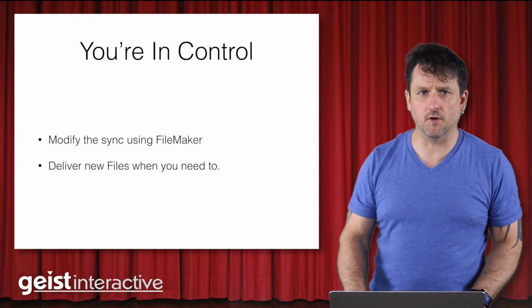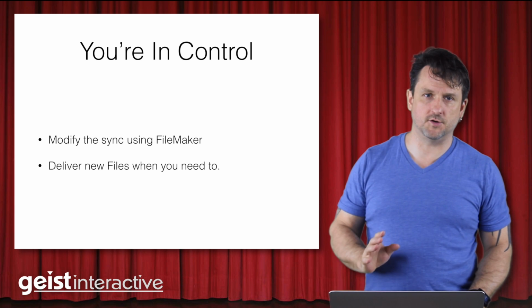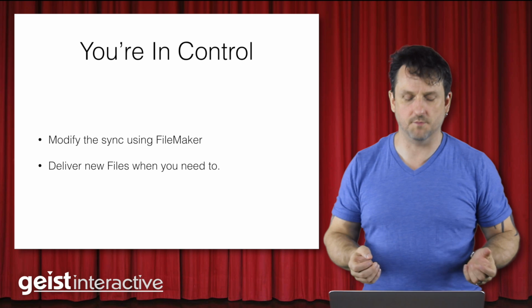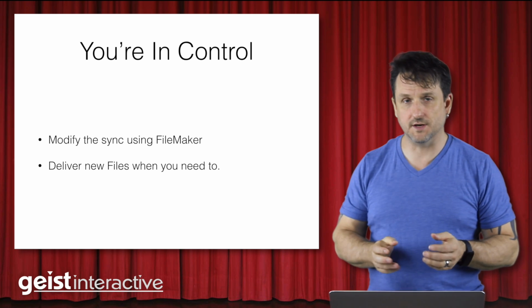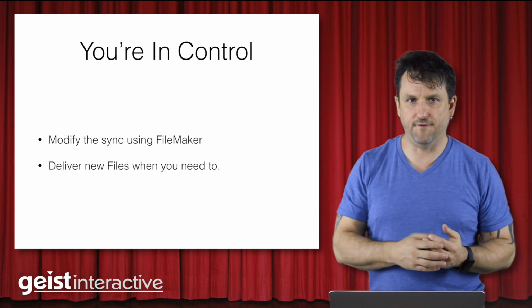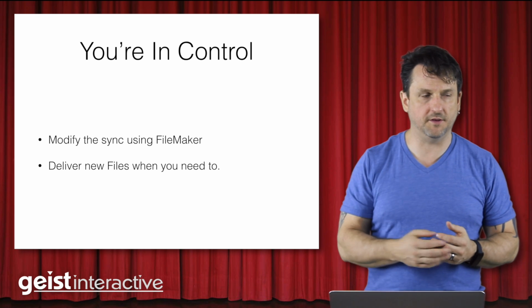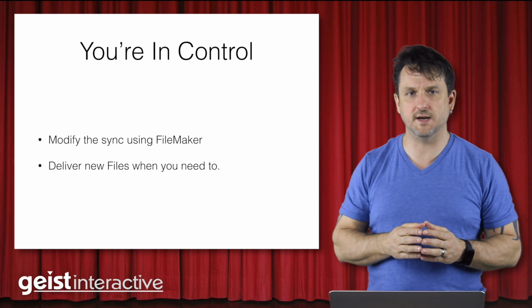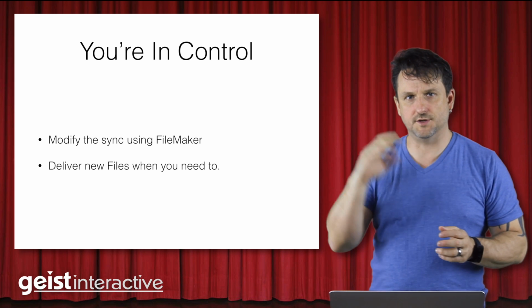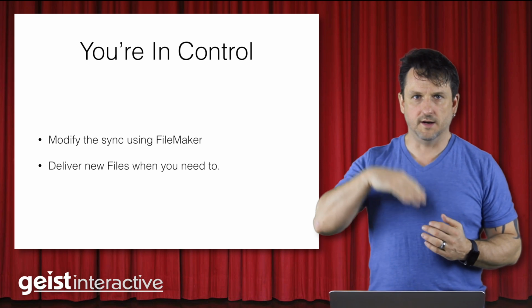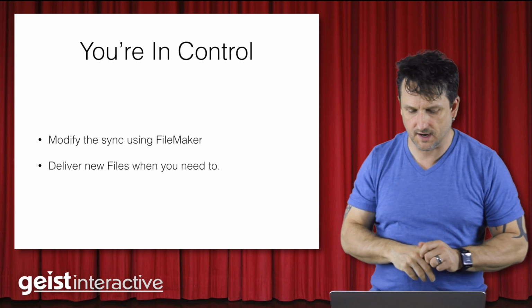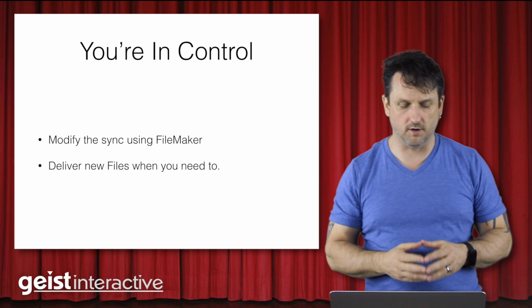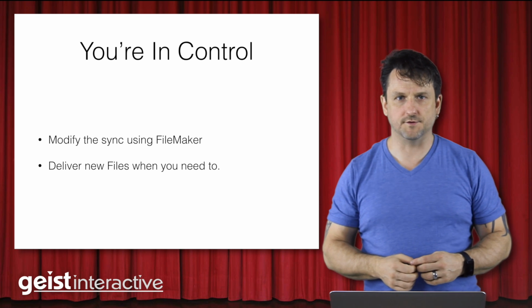So as we saw in the demo, the key thing is that you are in control, that you have all of your FileMaker skills at your disposal to modify how the sync works. So you can use any found set methods that you want, any way to generate those found sets that you want. You can use set fields as part of that synchronization transaction that occurs to change the data in any way that you want on either the mobile side or the server side. And then you also have built into the framework the ability to deliver new files whenever you need to.